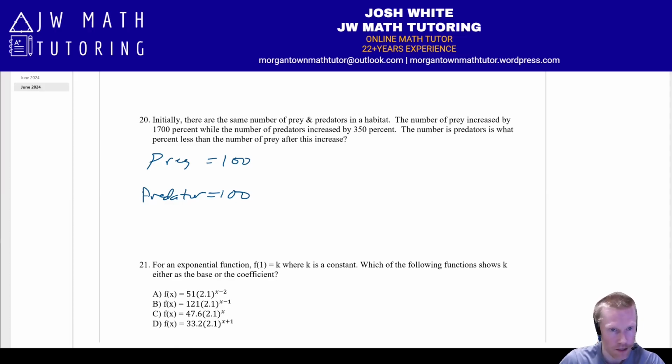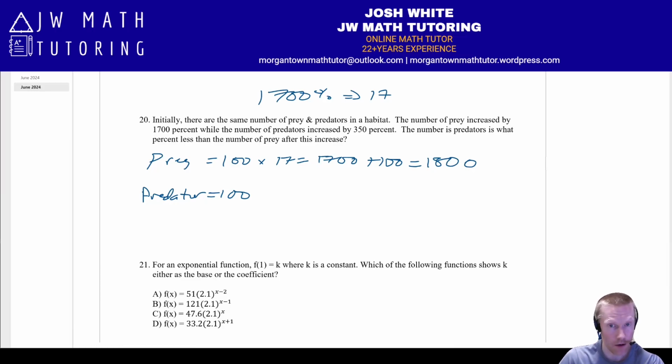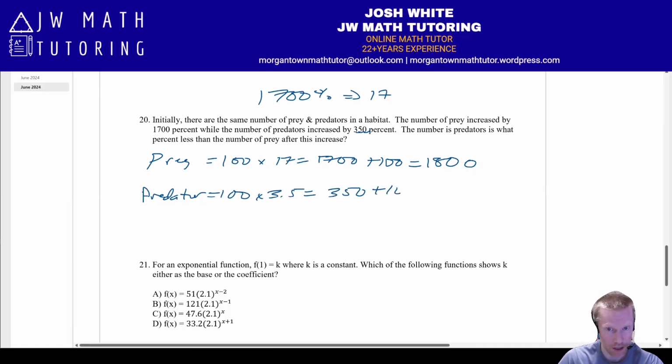So the number of prey increased by 1,700%. So 1,700% is equivalent to 17 as a decimal. So you take 100 and multiply it by 17. That's 1,700. But that's the increase. In other words, you have to add that to the original 100 to get the total number of prey after the increase, which is 1,800. Following the same pattern for predator, 350% is 3.5 as a decimal. Multiplying it out, you get 350. Again, that's the increase added to the 100 you started with, for 450 predators.